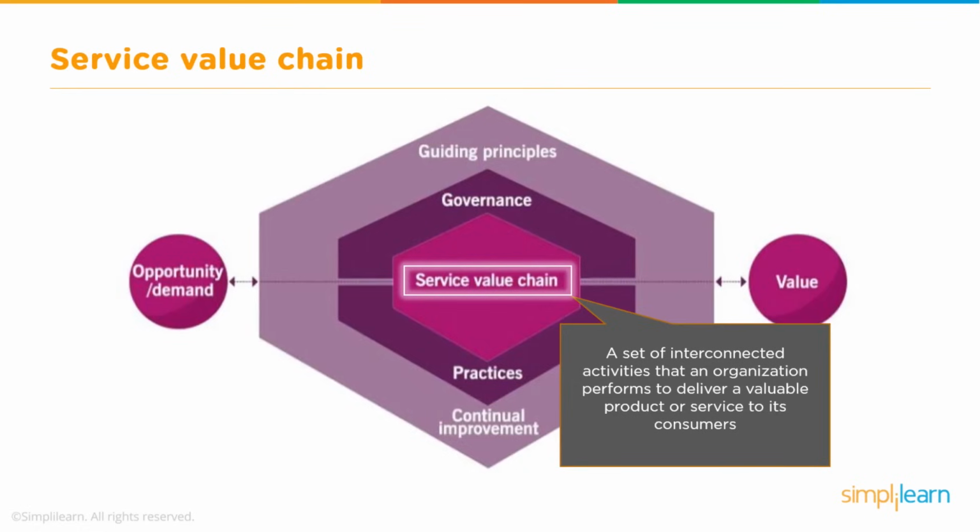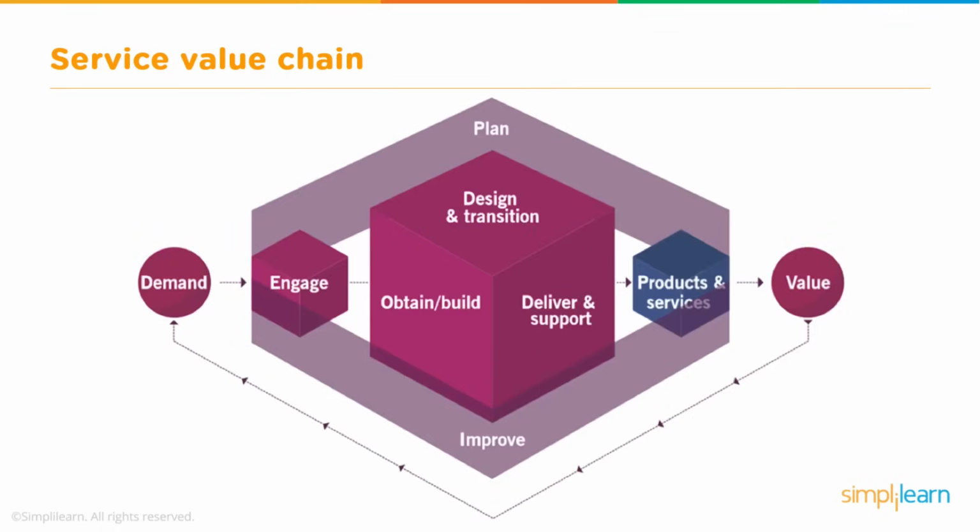The next component is the service value chain, which is in the middle of the service value system. It has a set of interconnected activities that an organization performs to deliver a valuable product or service to its consumers. These activities are engage, plan, improve, design and transition, obtain and build, deliver and support, products and services.